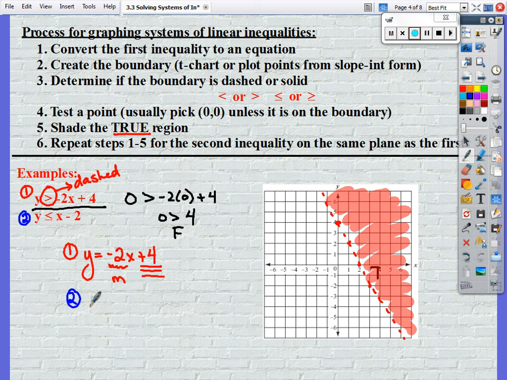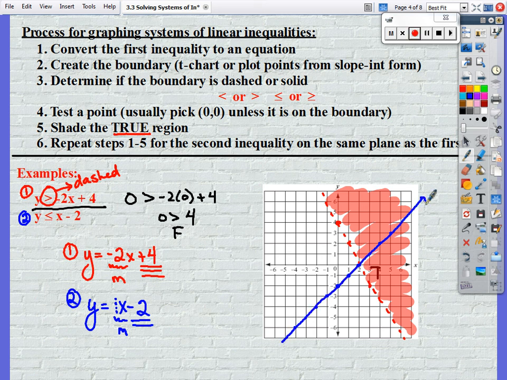And so my second one is also in slope-intercept form. You can rearrange them if they're not. We'll look at one of those in just a moment. So my y-intercept is negative 2, and my slope is actually technically 1. And so I go to negative 2, I put a dot, and my slope is 1. Down 1 over 1. I get a few more here, so my line looks really nice. And I go ahead and connect these dots.